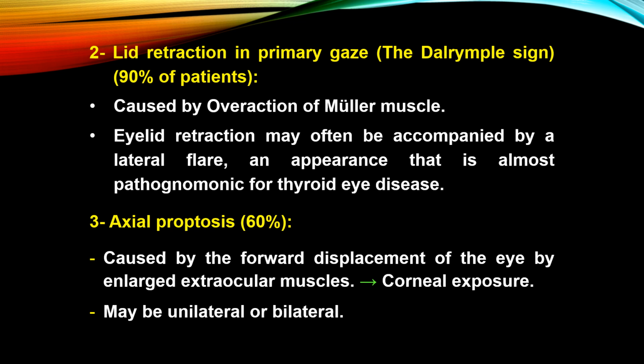Third, axial proptosis. It is present in 60% of the patients. It is caused by the forward displacement of the eye by the enlarged extraocular muscles and may lead to corneal exposure. It may be unilateral or bilateral.